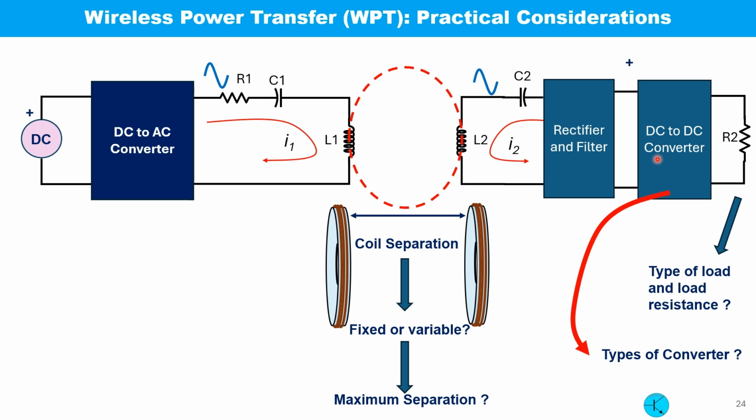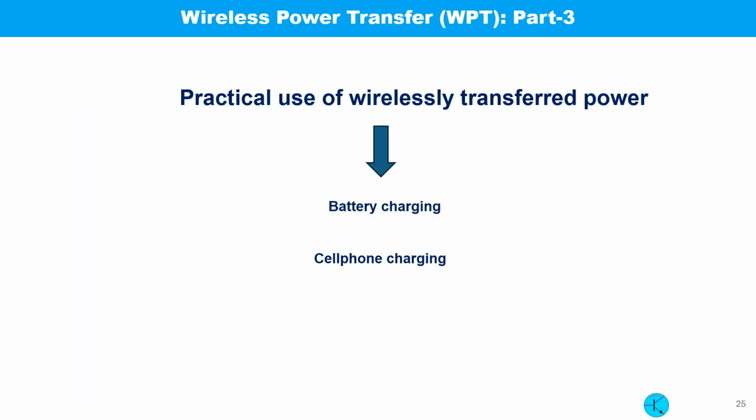Considering all these things, we have to choose a DC to DC converter to optimize the operation, which can give a constant DC voltage of our interest. In the next video, we can see practical use of wirelessly transferred power in battery charging and cell phone charging.